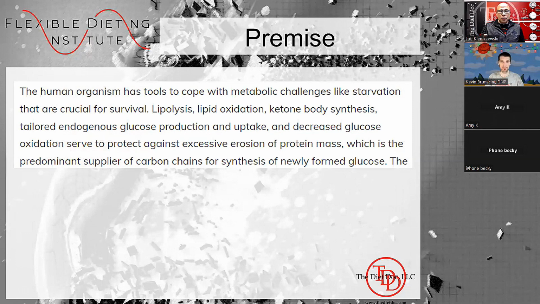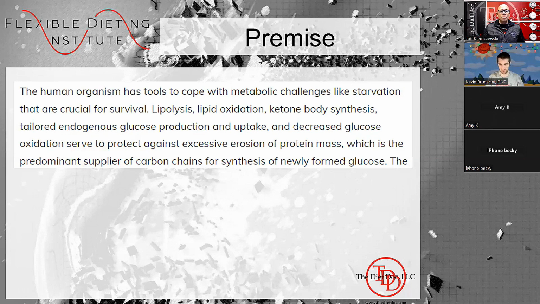But the premise, as these researchers are describing here, is that the end result is when you take dieting too far, as in your calories are too low, maybe you're dieting to too lean of a body mass, or you are literally fasting, your body will eventually start to dip into lean body mass. So the carbon chains for synthesis of newly formed glucose, gluconeogenesis, the process of primarily using amino acids to turn into glucose. We want to stay away from that.